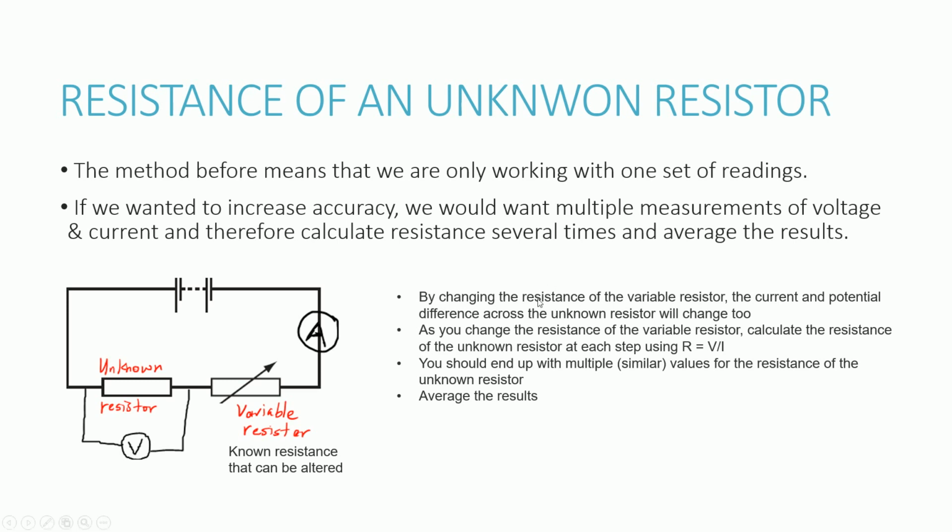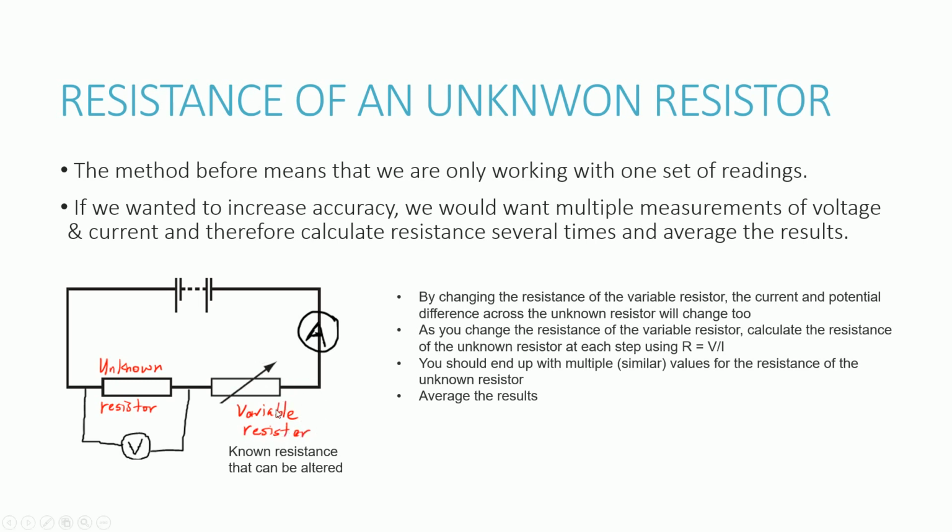So instead of connecting it like the way we did before, everything else stays the same except for the addition of the variable resistor, which is basically a resistor that has known resistance that can be altered, right? You can alter it from 1 ohm to 2 ohms to 3 ohms to 4 ohms, depending on what the range might be. We know what the resistance is and we can alter it. That's the main idea behind a variable resistor.